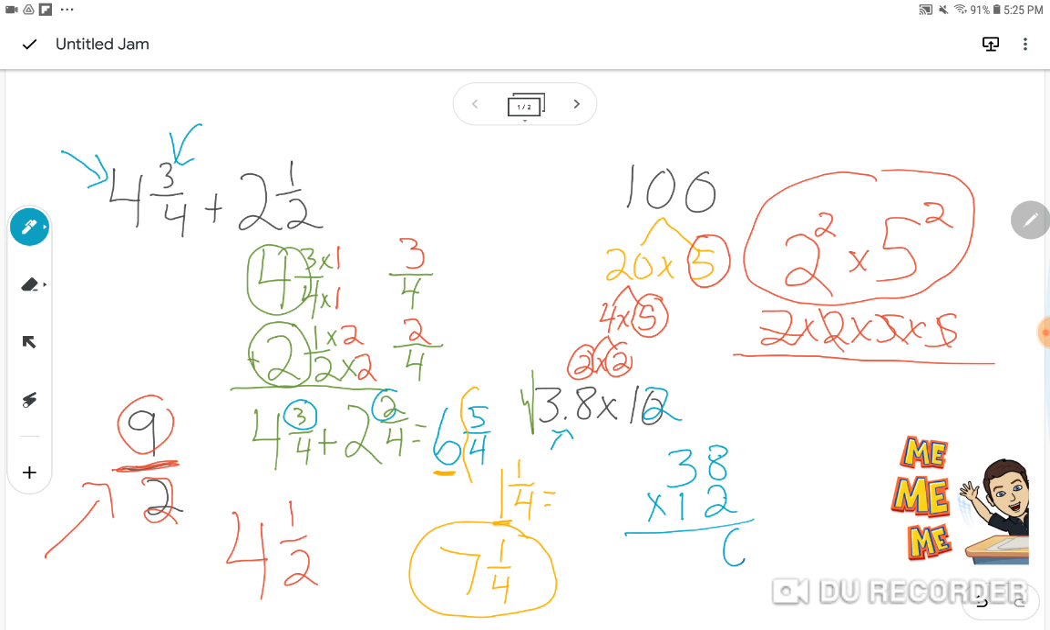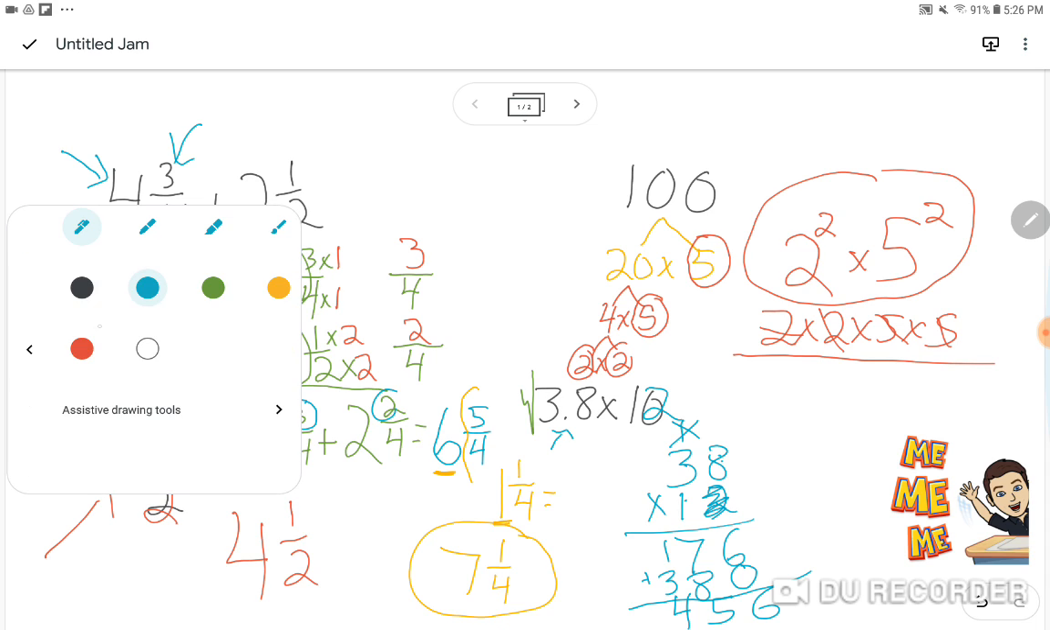I'm going to multiply, magic 0. 2 times 8 is 16. Carry the 1. 2 times 3 is 6 plus 1 is 7. Kill, cross, magic 0. 1 times 8 is 8. 1 times 3 is 3. Add, we get 6, 15, 4. But remember, it's super important. It is a decimal problem.